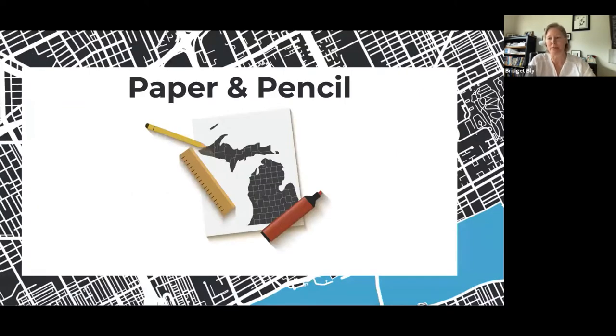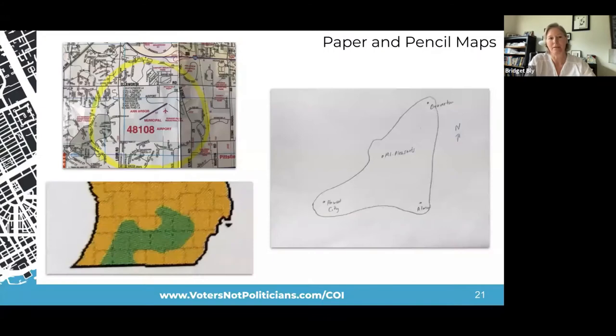So let's start with paper and pencil maps. These are some examples. This is obviously a driving map, a highlighted driving map. The one on the right is hand drawn on a napkin. The one on the lower left is copied out of a book. These may work for your purposes.